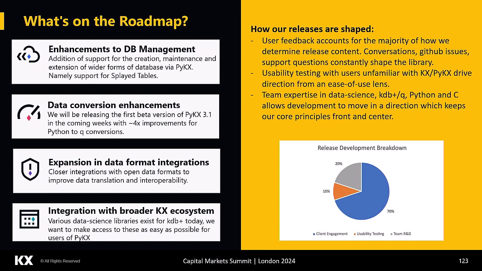And then the last piece, I suppose, is how our releases are shaped. We don't work in isolation, right? We have lots and lots of users that are using this every day, and lots of people that provide us feedback generally. That accounts for about 70% of what defines our roadmap. Ultimately, interactions with users are the way that we learn about what the problems are with the library.